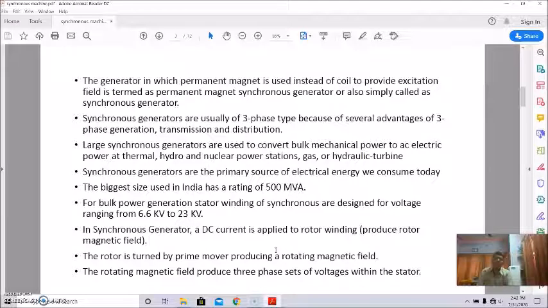Synchronous generators are usually of the three-phase type because of several advantages of three-phase generation, transmission and distribution. So mostly synchronous generators are three-phase type. Large synchronous generators are used to convert bulk mechanical power to AC electric power at thermal, hydro and nuclear power stations, driven by gas or hydraulic turbines.